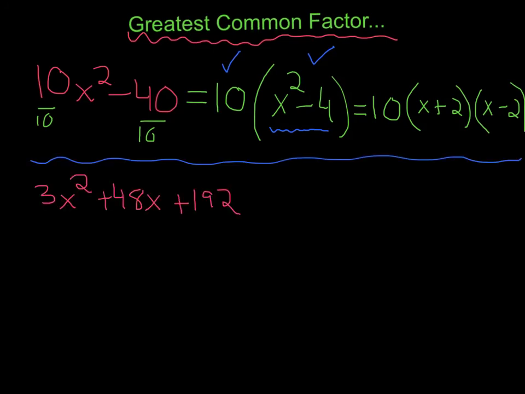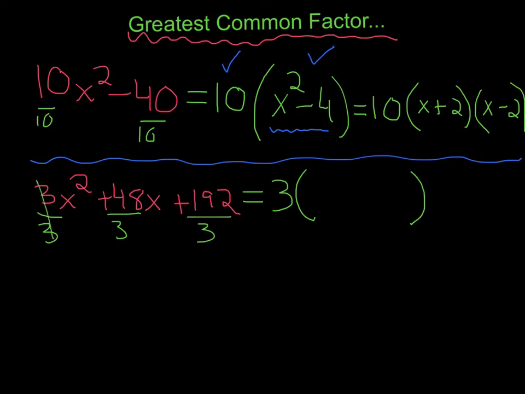Alright, so in this example, 3x squared plus 48x plus 192, this looks like a pretty complicated question to factor using the guess and check or the AC method. But the first thing you always should check every time is: is there a common factor between all three terms? And in this case, there is. The common factor is 3. So what you can do now is divide all of these terms by 3. And then whatever you get is what you have left over inside parentheses.